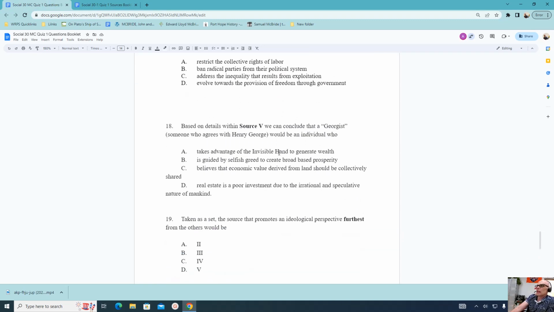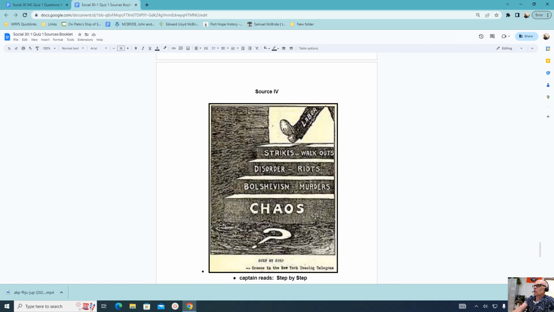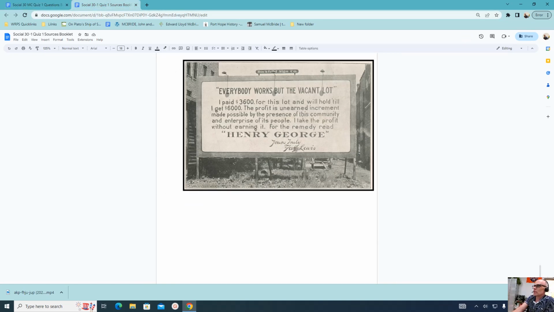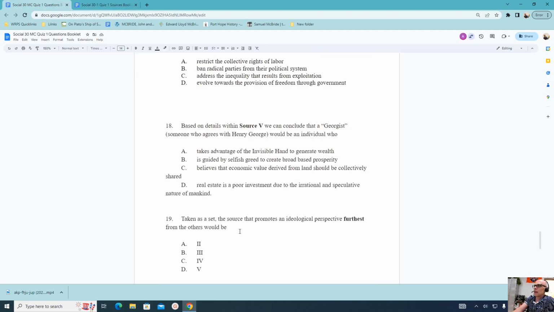A. 18. Based on details within the source 5, we can conclude that a Georgist, someone who believes in Henry George, would be an individual who, well, I remember Henry George wanted public property. Somebody who believes in George is C. Believes that economic value derived from land should be held collectively. And I can go back and look at the source and make sure I'm right. This is a critique of private property. C is my answer. 19.